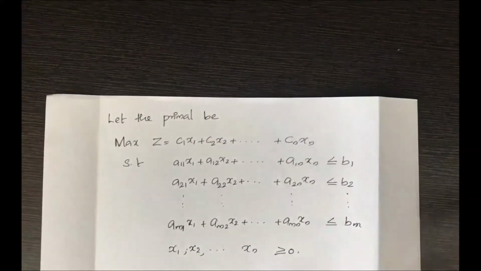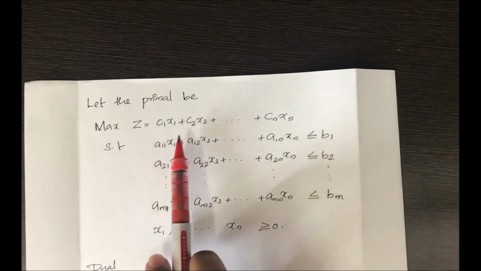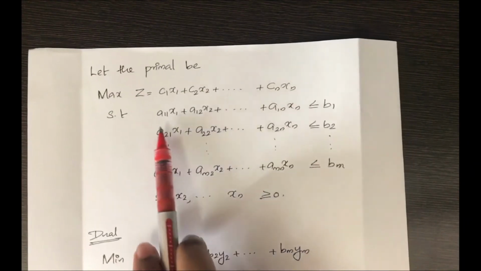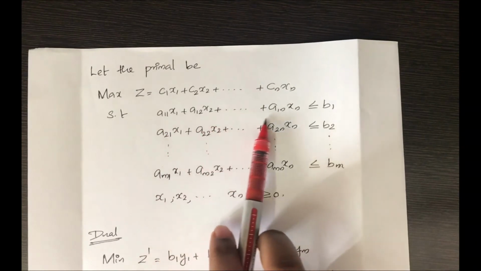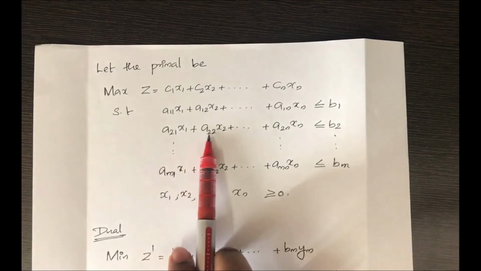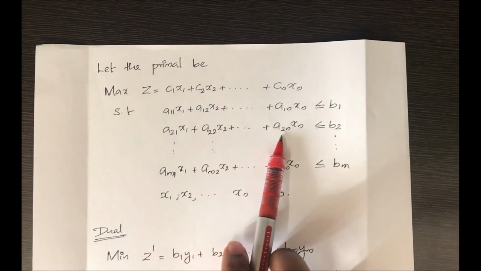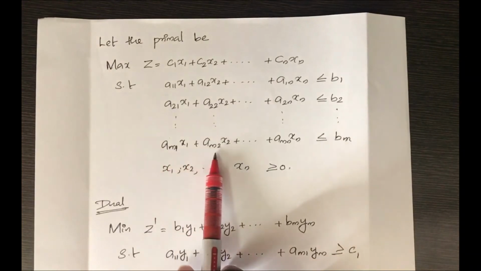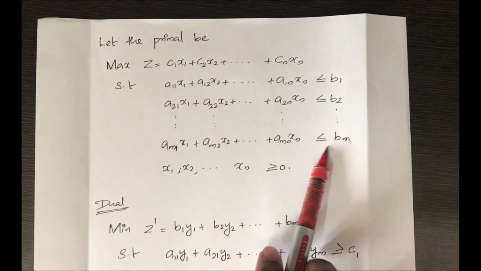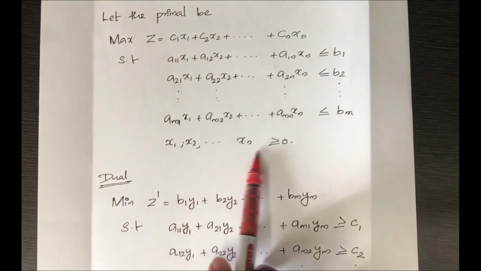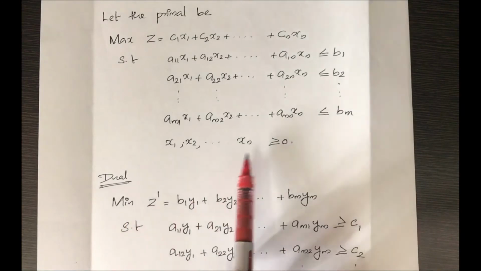So we can look at the standard format. Let the primal be: maximize z equals c1 x1 plus c2 x2 plus etc. plus cn xn, subject to a11 x1 plus a12 x2 plus etc. plus a1n xn less than or equal to b1, a21 x1 plus a22 x2 plus etc. plus a2n xn less than or equal to b2, and so on, up to am1 x1 plus am2 x2 plus etc. plus amn xn less than or equal to bm. And also there is the non-negativity constraint: x1, x2, etc. greater than or equal to 0.